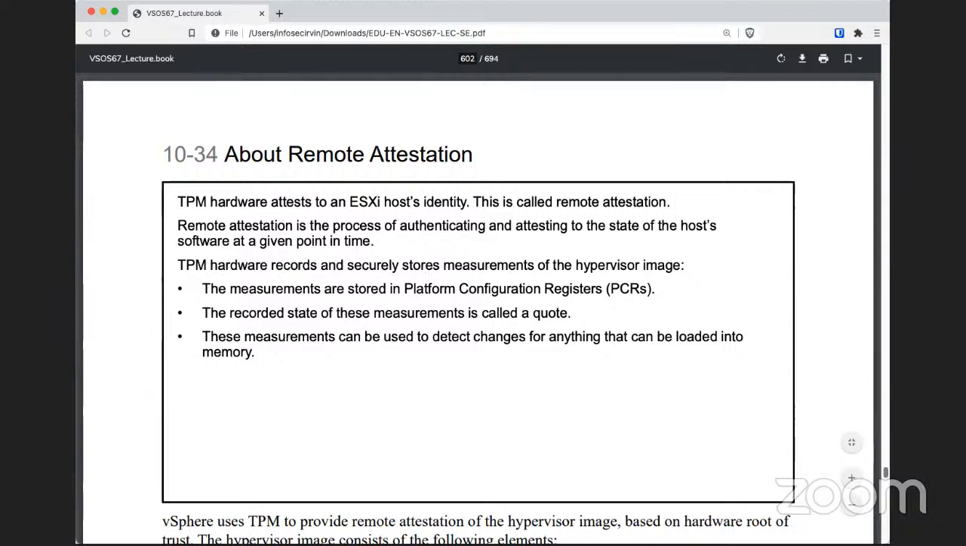TPM will attest to the hardware that it's connected to. So again, it's another way of verifying that the drives that have ESXi have not been taken and moved to another system and are trying to be read, for example.